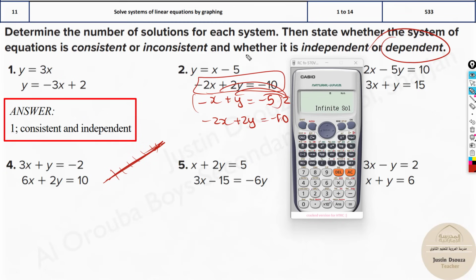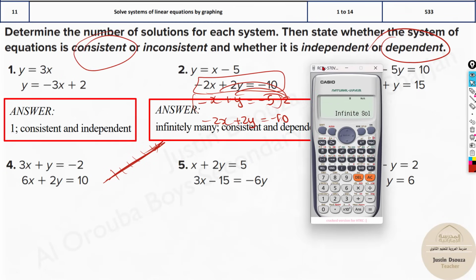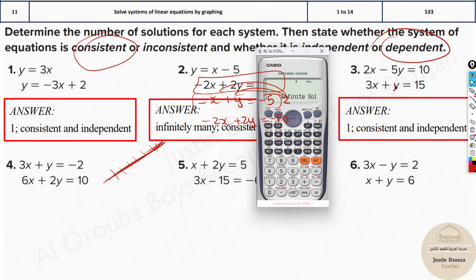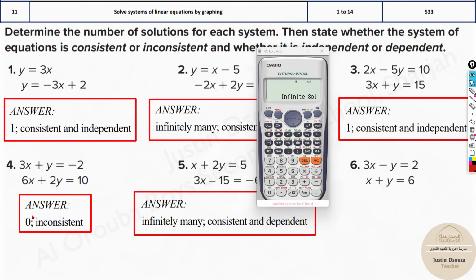That means it's dependent. Here we have infinitely many solutions and it's consistent and dependent, as you can see. We can try the others. Over here you will get an answer. So it's very simple. It's consistent, independent. Let's try without solution. Okay, over here there are 0 solutions.